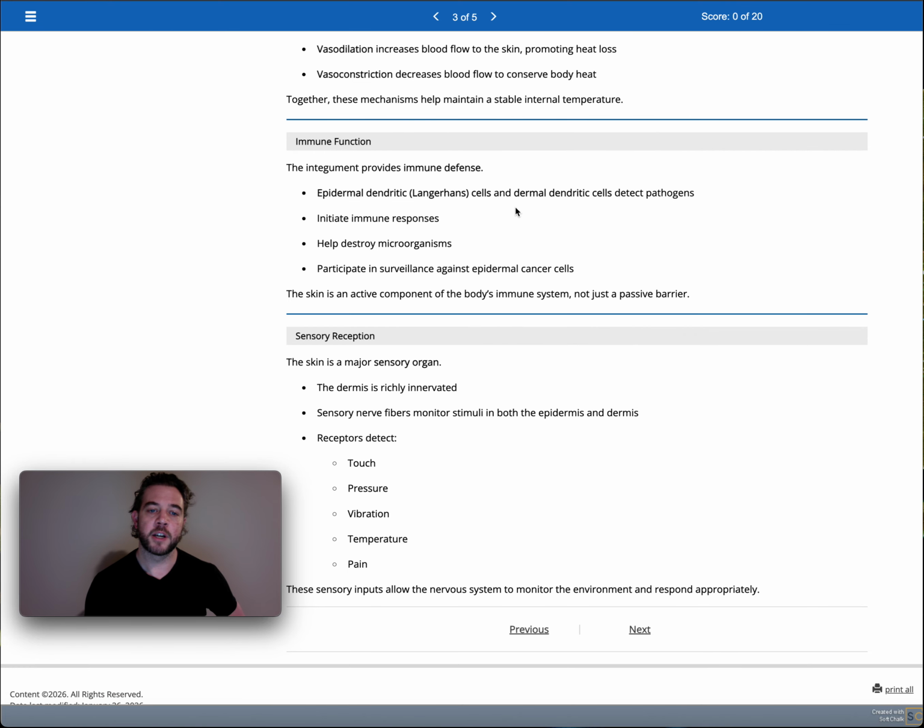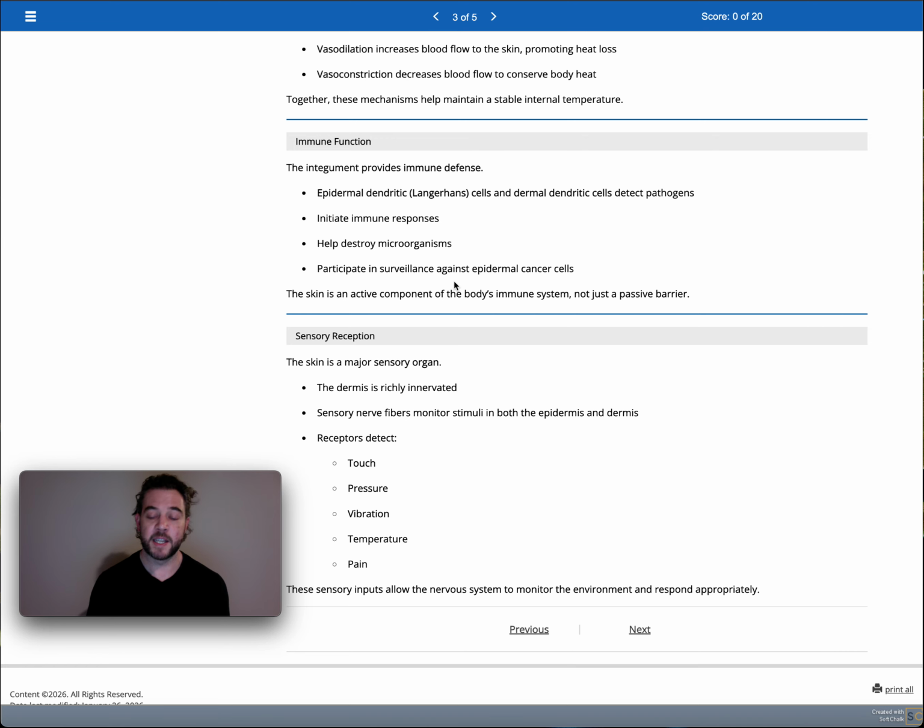Immune function, like we were talking about, the dendritic cells that are embedded into our dermal and epidermal layers are going to help get rid of any pathogens. They can initiate immune responses, destroy microorganisms, any kind of bacteria. They are very generic. They're not specific. And so they go around and engulf anything that doesn't look like a normal body cell or body structure.